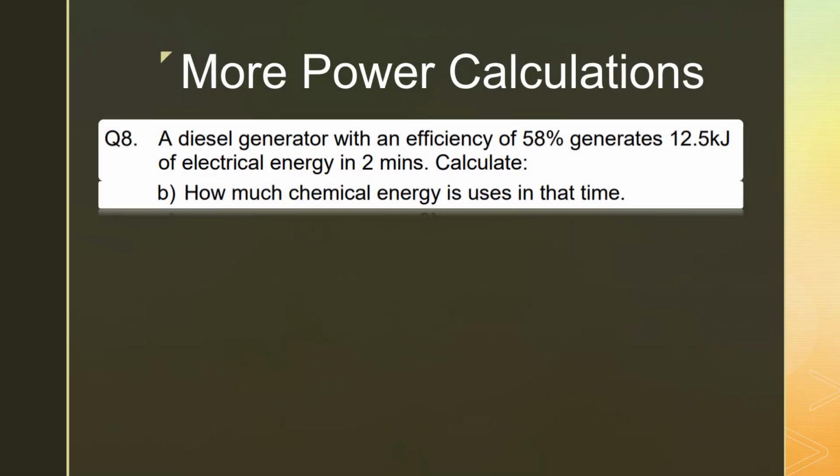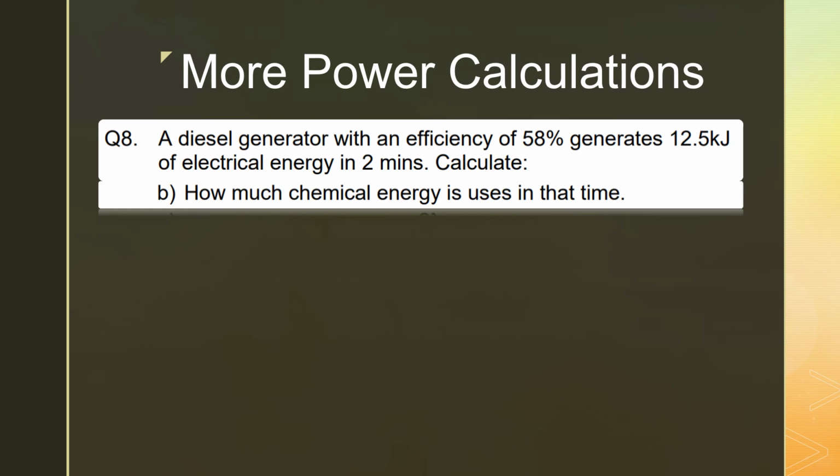Okay, so part B says how much chemical energy is used in that time. So we have got here the efficiency of 58%. So that 12,500 joules or 12.5 kilojoules, that's the useful output. What we need to do here is work out what the total energy input is.